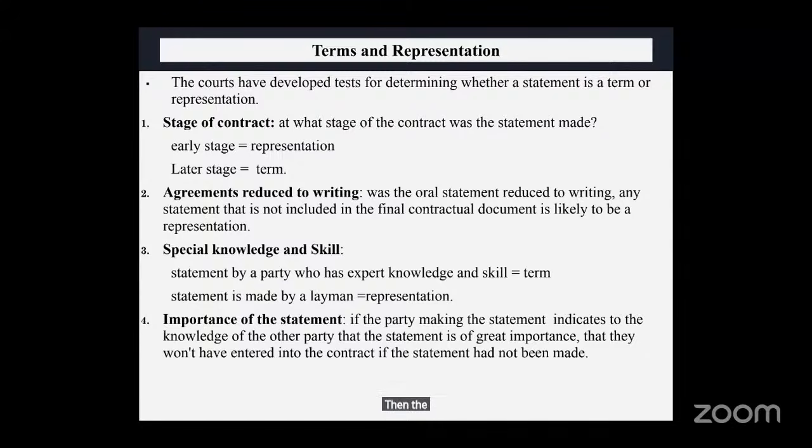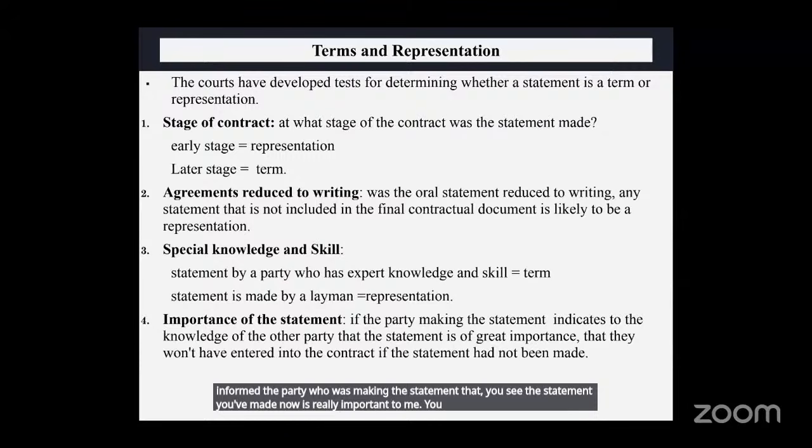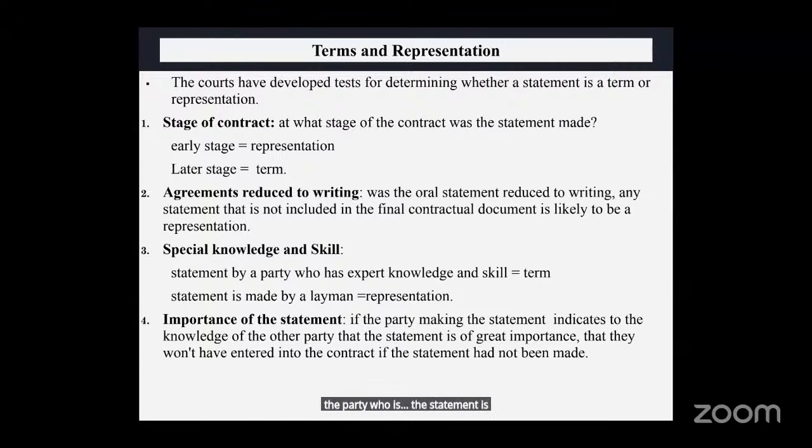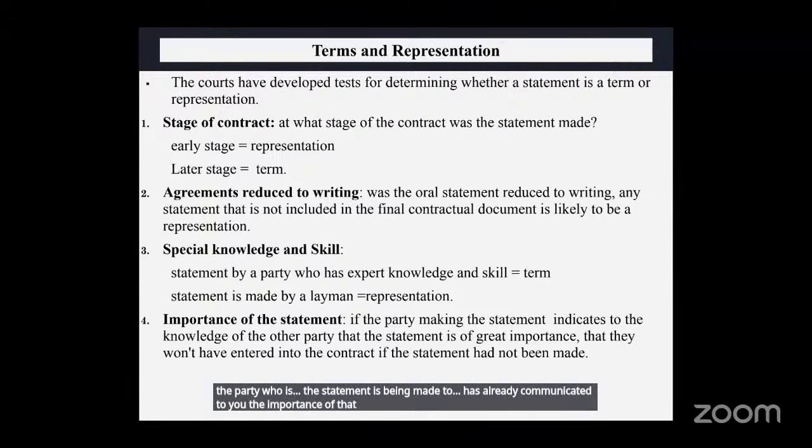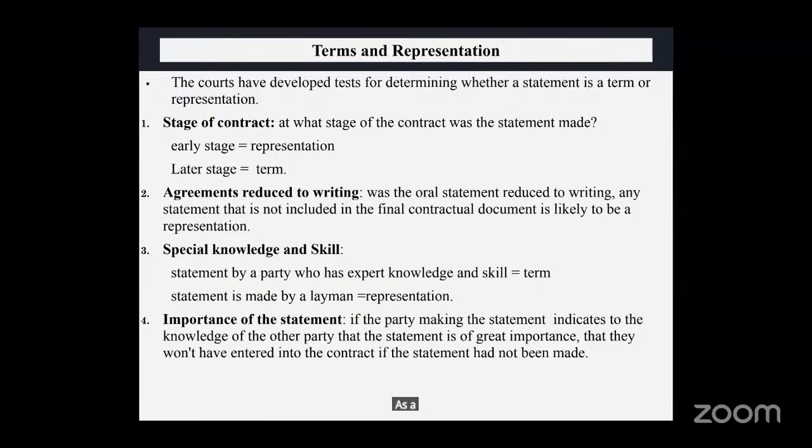Then the other one is the importance of the statement. If the statement in question was made by a party, and at the time the party made that statement, the other party to whom the statement was being made informed the party making the statement that, you see, the statement you've made now is really important to me. If you hadn't made this statement, I would not have entered into this contract. So by saying that, the party to whom the statement is being made has already communicated the importance of that statement. And so when a party has communicated the importance of a particular statement, the court would usually consider the statement that was made as a term and not a mere representation.